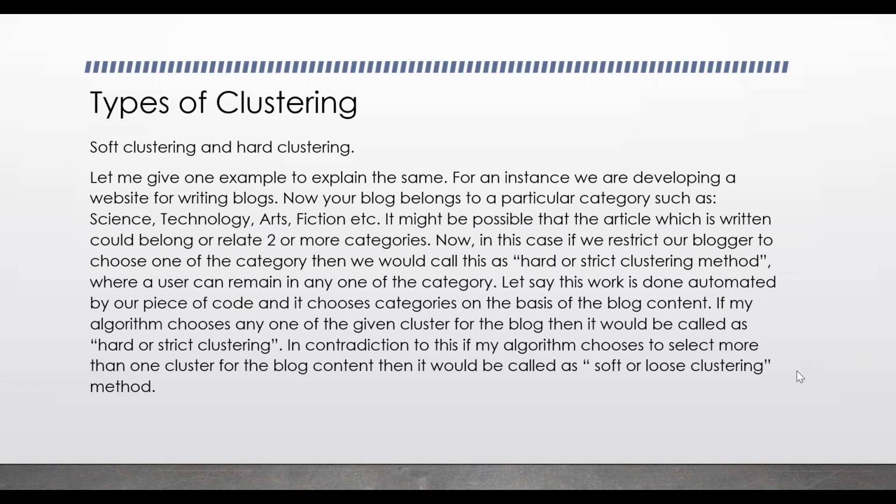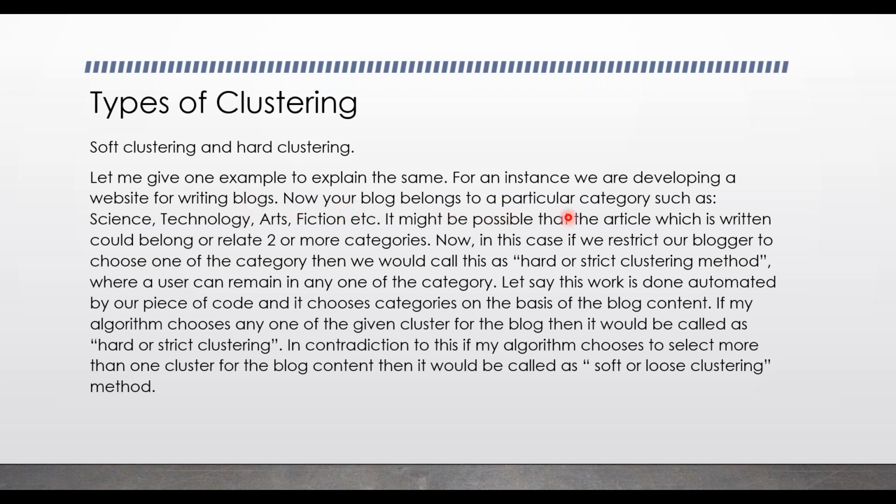So clustering is again into two parts. One is soft clustering, another is hard clustering. How? For an instance, we are developing a website for writing a blog. एक मैंने example लिखा है यहाँ पे, ठीक है? I'll just narrate you the example. हम एक website बना रहे हैं blogs लिखने के लिए.